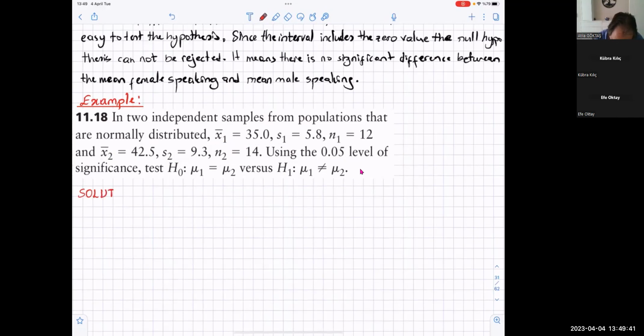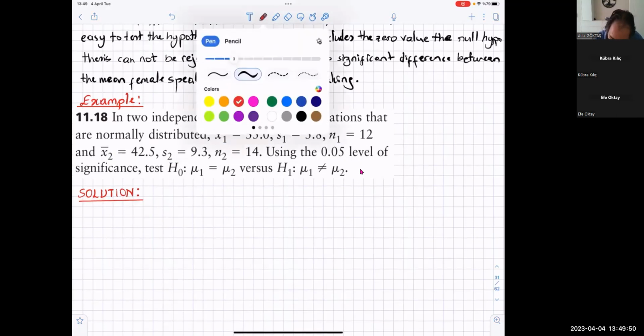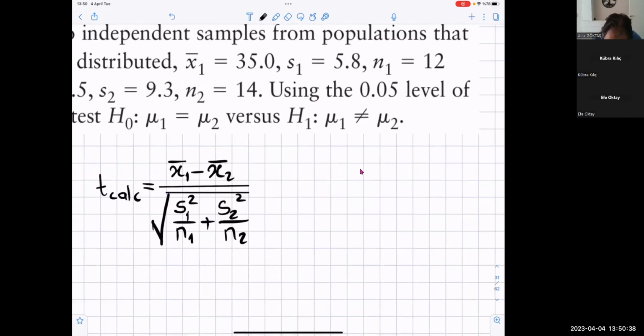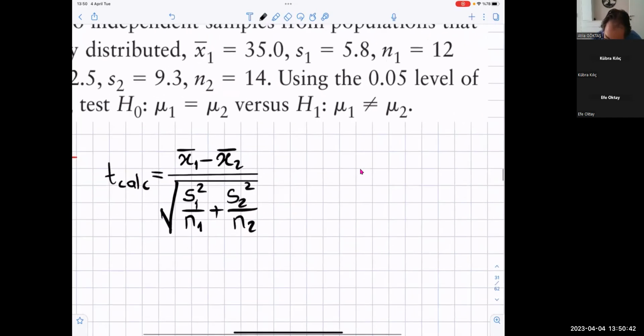Considering that the variances are not equal, we can go directly to the calculation of the calculated t statistic, which is x1 bar minus x2 bar, divided by the square root of s1 squared divided by n1 plus s2 squared divided by n2. Okay, it's easy.